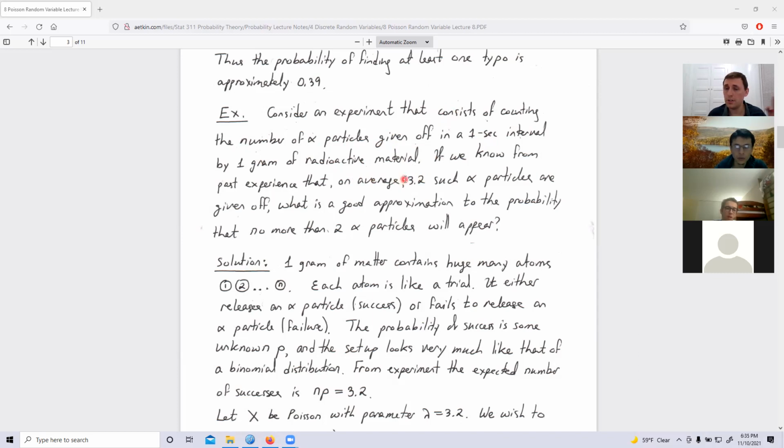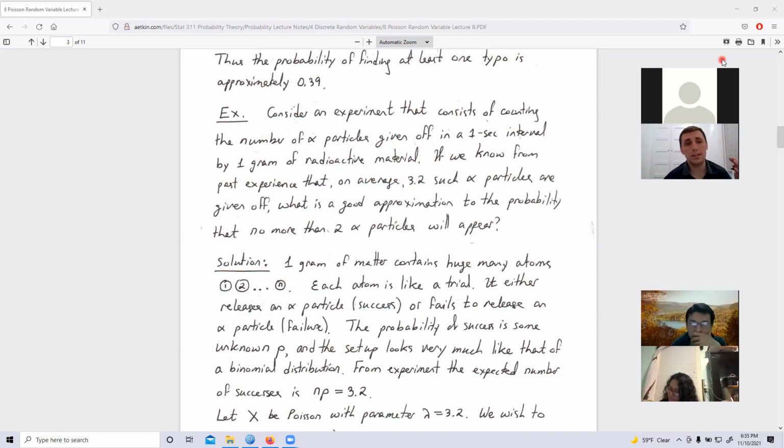Okay, so you have some instrument that measures it, and it counts how many alpha particles were released. On average, you do it over several seconds, and you calculated it to be 3.2. You just did it for, let's say, 1,000 seconds. I'm not sure, maybe a few days, and then you averaged over how many seconds passed, and you see per second 3.2 alpha particles are released.